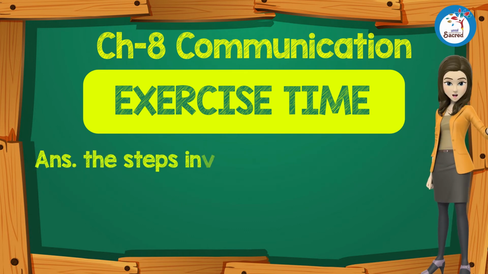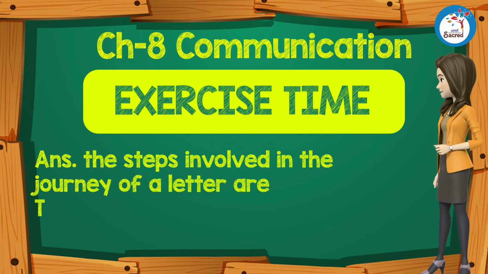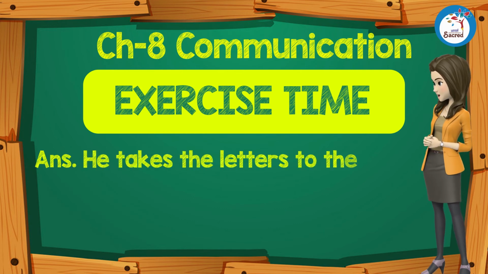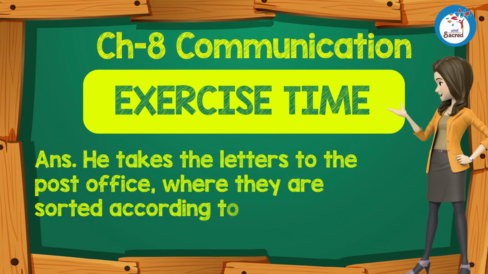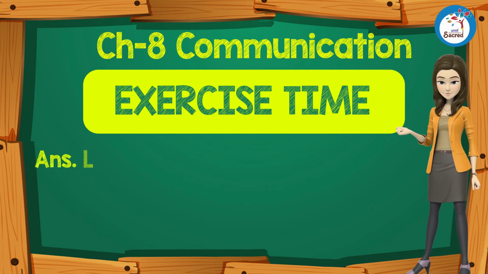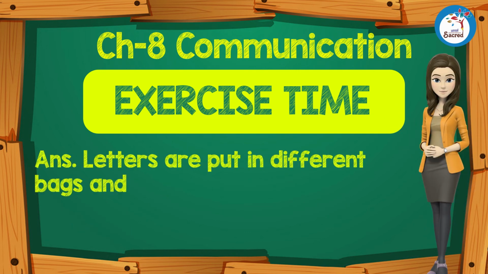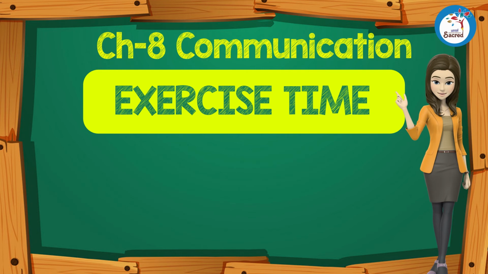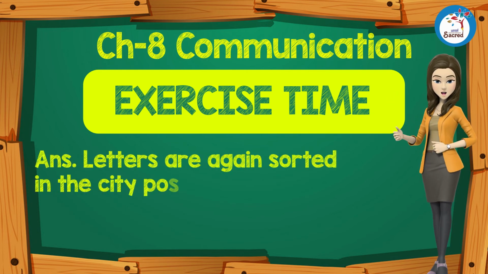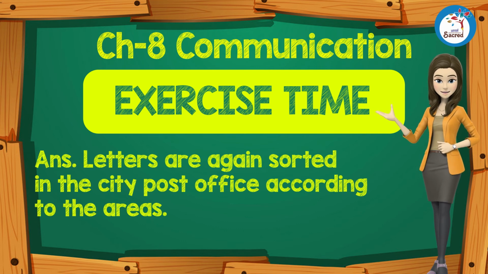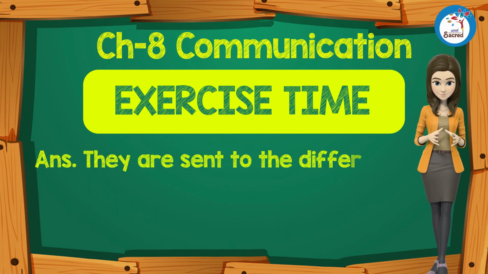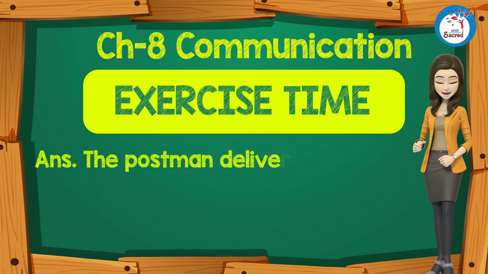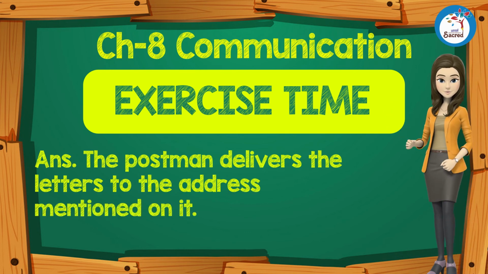The steps involved in the journey of a letter are: the postman collects letters from the letter box. He takes the letters to the post office where they are sorted according to the states and cities. Letters are put in different bags and sent to specific states and places by trains and aeroplanes. Letters are again sorted in the city post office according to the areas. They are sent to the different area post offices in the city by a mail van. The postman delivers the letter to the address mentioned on it.